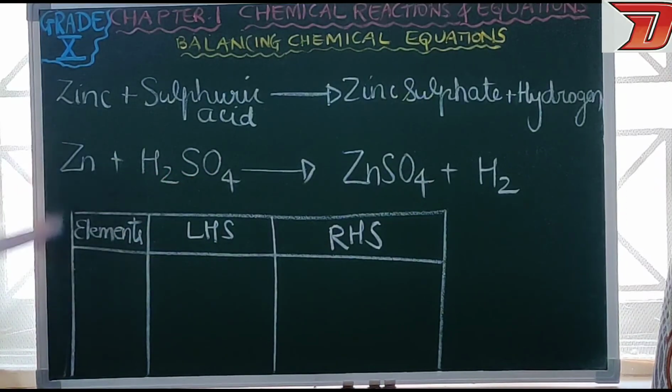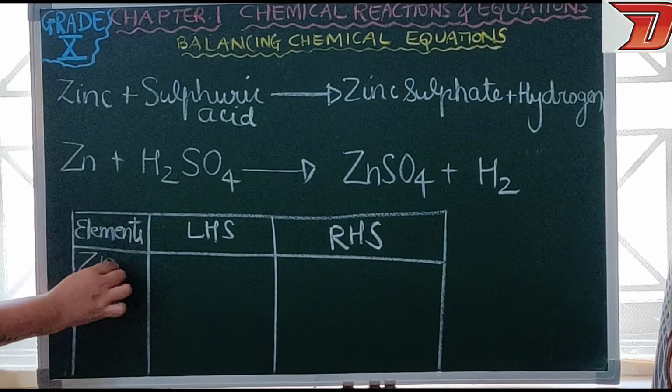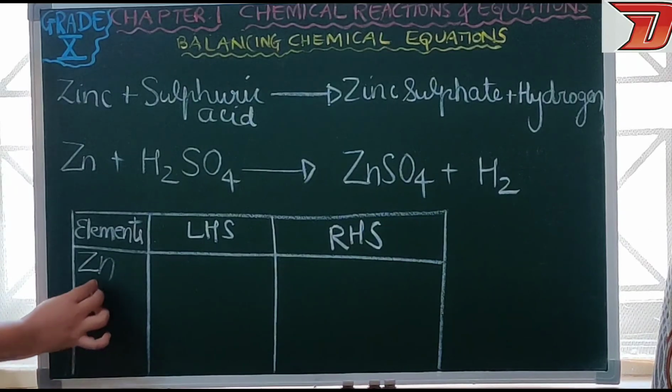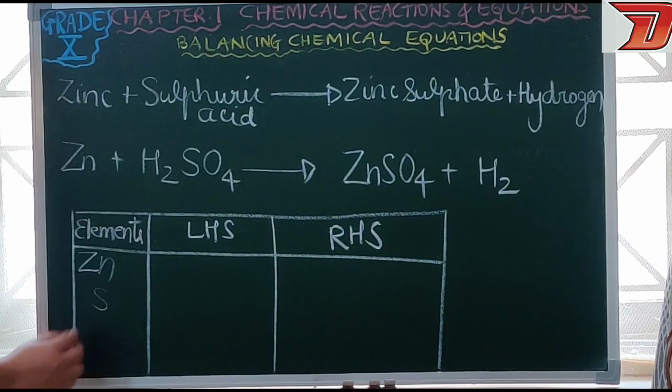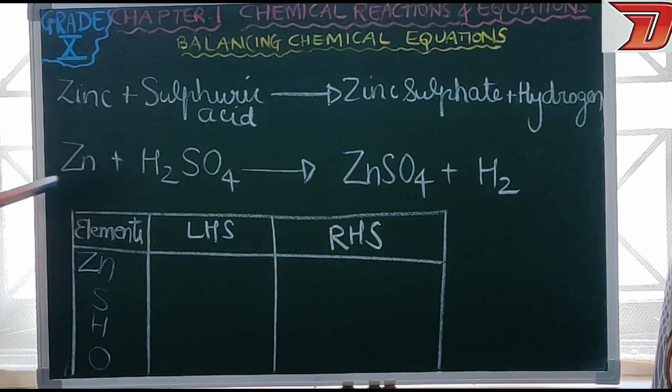So here we have zinc, then we have sulfur, then we have hydrogen, and the last is oxygen. Right? I'll repeat. Before you start with balancing, you have to prepare the table like this. Note down all the elements present in the equation, and then first you have to see how many atoms of the particular element are present at the left side.